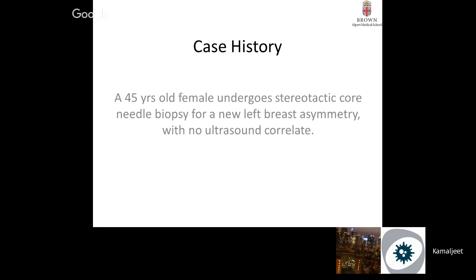Next, I just gave you a little bit of history: a 45-year-old with asymmetry with no ultrasound correlate. So whenever there is a question of asymmetry, and if you're in an exam, I'll think of a radial scar or a lobular neoplasia or invasive lobular carcinoma. Those are the two things that will come to my mind.